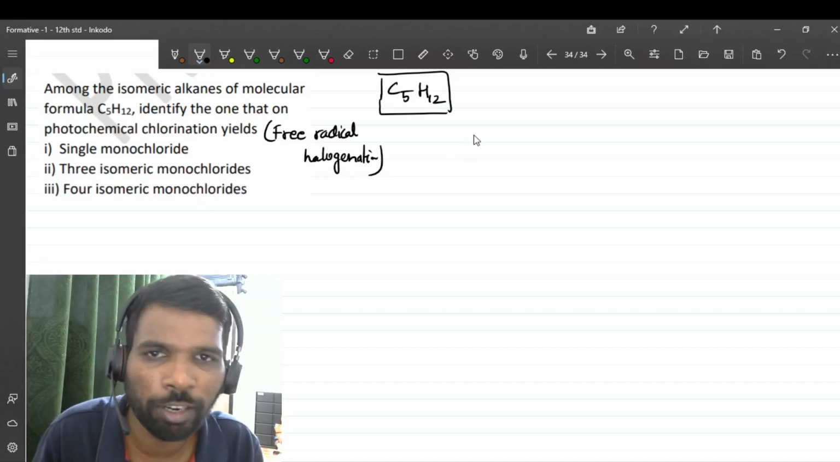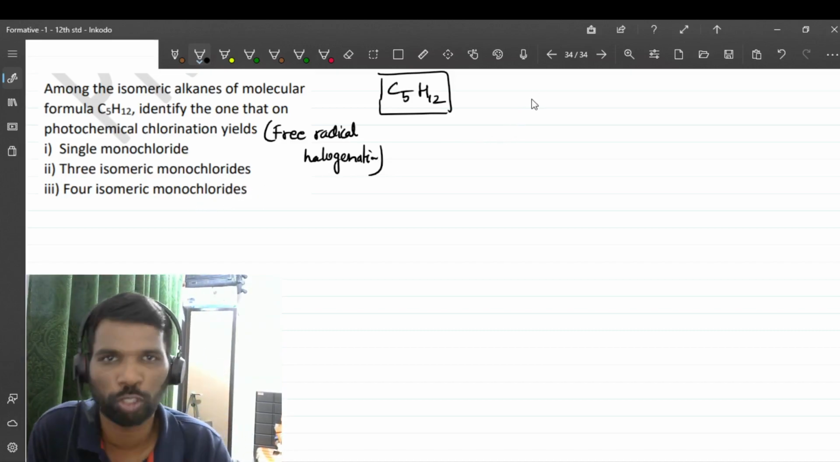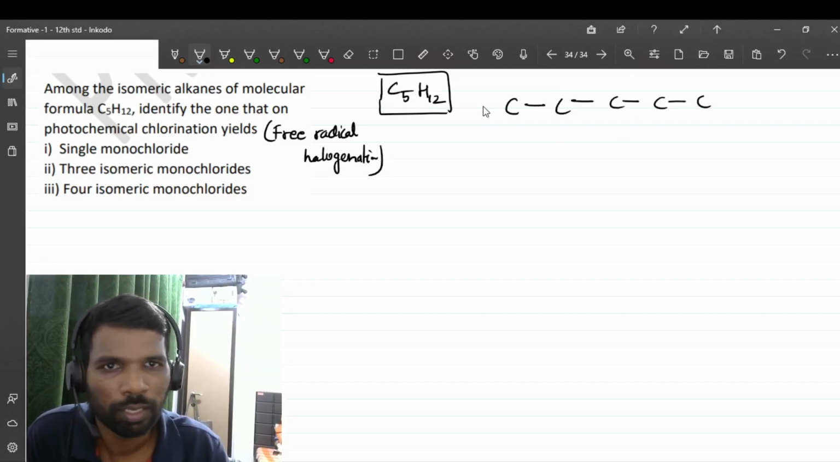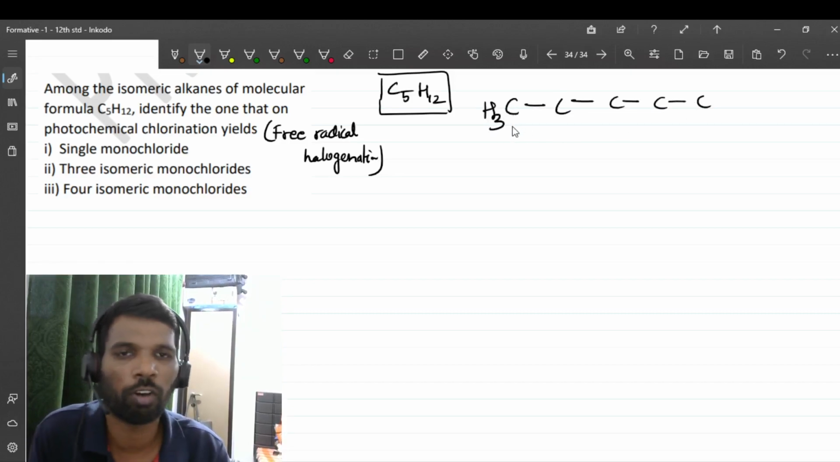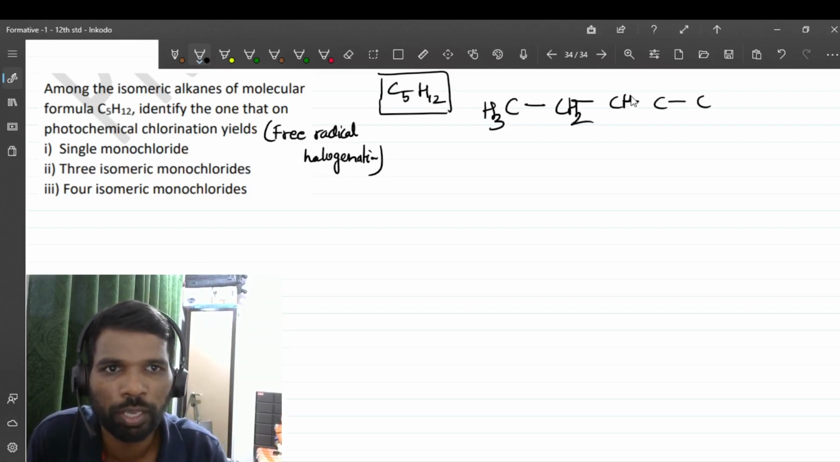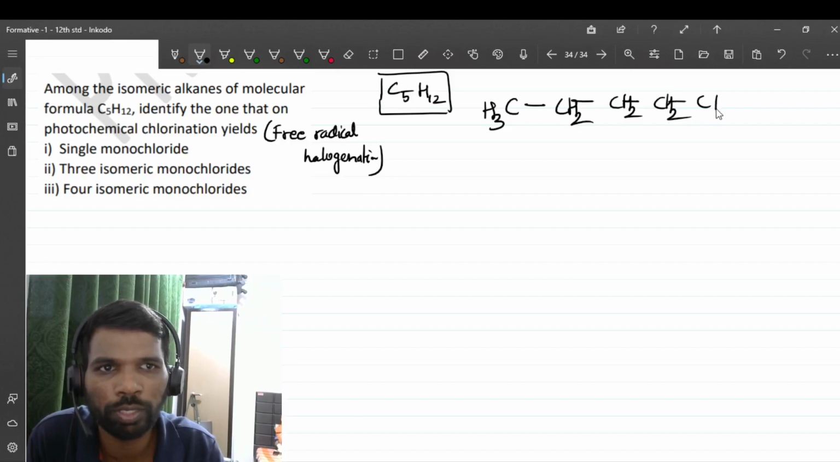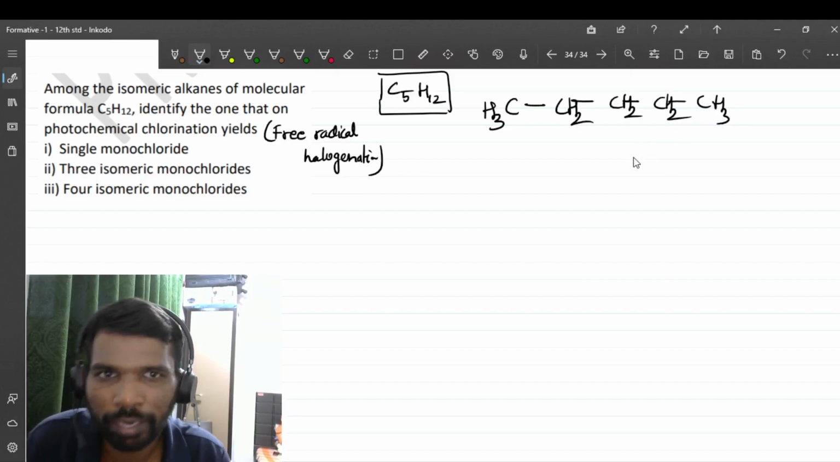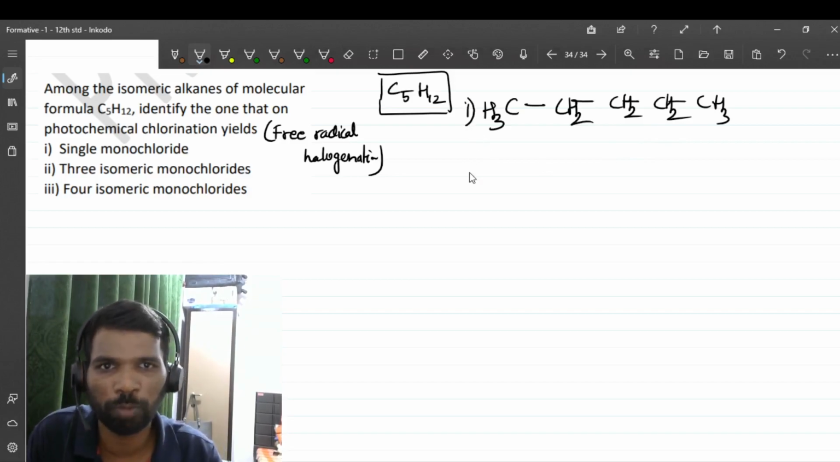First, let's understand how many isomers are possible for this. First is this one: 1, 2, 3, 4, and 5. This is a straight chain isomer. To maintain the valency of carbon, that is 4, I am putting 3 hydrogens here, 2 hydrogens here, 2 hydrogens, 2 hydrogens, and this is CH3. This is the first isomer possible.